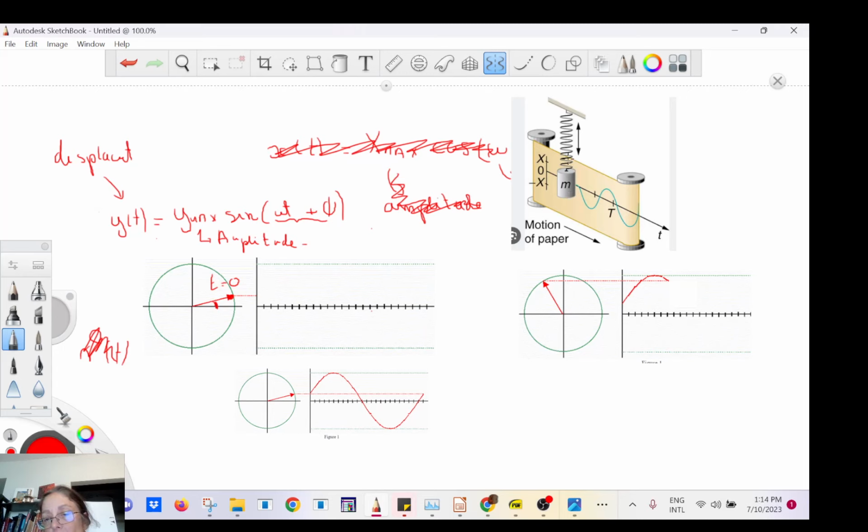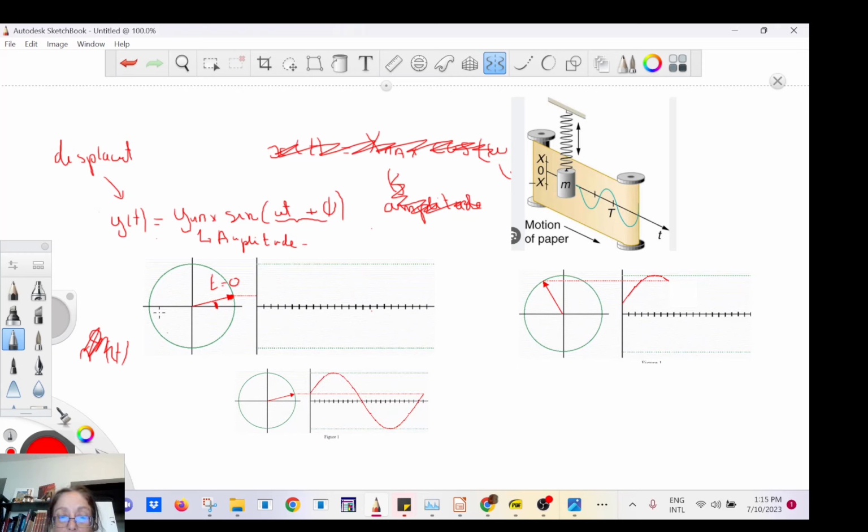Let's say you are projecting along the y-axis here. You will get a projection. Everything happens like that mass is moving around a circle at a constant speed, and you are projecting the motion along the y-axis. If you do that, you get a sine function. If you project along the y-axis, you're going to get a sine function.